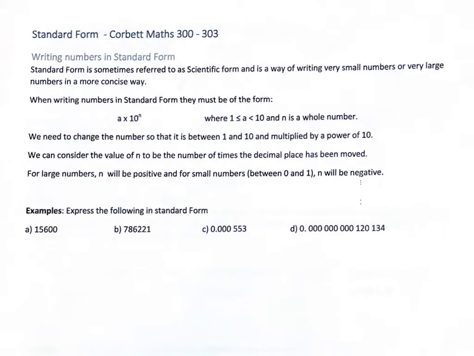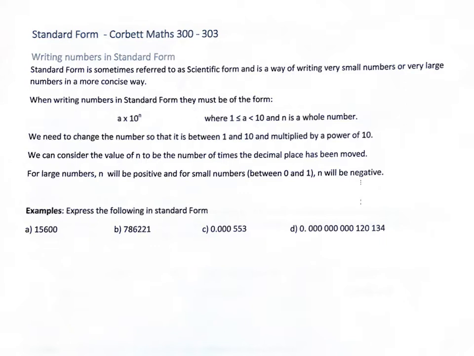The most important thing about writing numbers in standard form is that they must appear in the format of a times 10 to the power of n, where a is a whole number between 1 and 10, so it can't be a decimal number less than 1 and it can't be 10 or more. And the power of 10, n, is a whole number, so that could be either negative or positive.